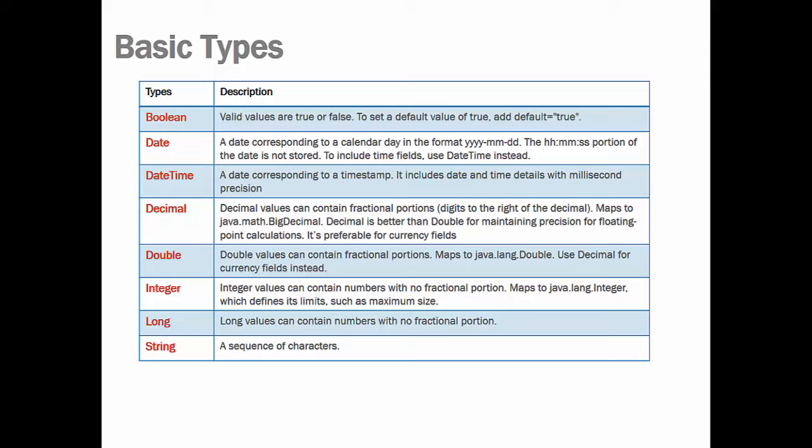Below that is a decimal. A decimal contains fractional portions, and it's more preferable to use decimals for currency fields. And then there's another one that's very similar, which is a double. Although doubles have larger values that you can store within it, it's still the same thing, sorta.